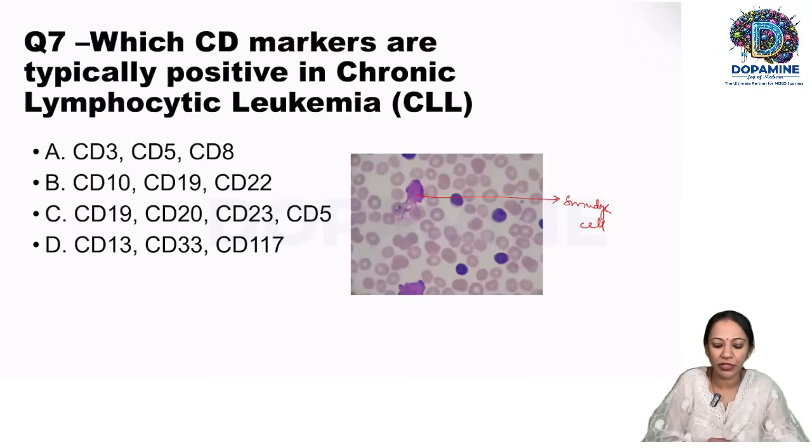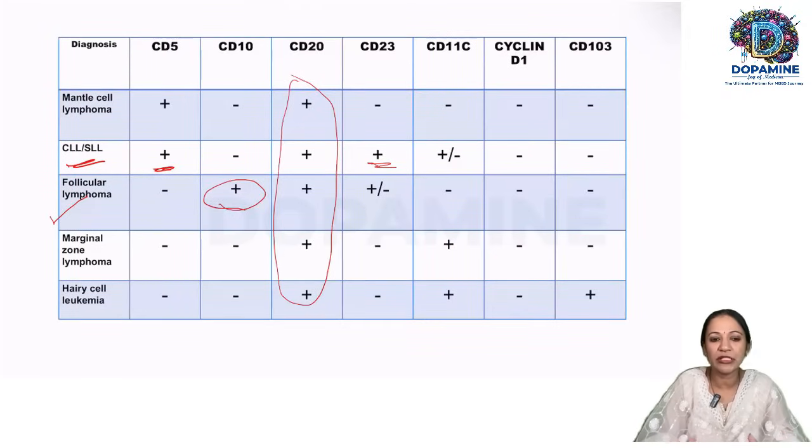So we'll go back to the options. As the choice says, it is CD19, 20, 23 and CD5. 19 and 20 will be common for all. If CD10 is there, it is follicular lymphoma. So here the right answer for CLL is CD19, 20, 23 and CD5. So remember this particular chart. Again, a recap for hairy cell leukemia: remember the CD11 along with the 3-digit number, it is 103. Hairy cell leukemia, remember the hair, so it is 11. Okay, so these are all the markers. If you remember them, definitely you will have one question pertaining to the CD markers.